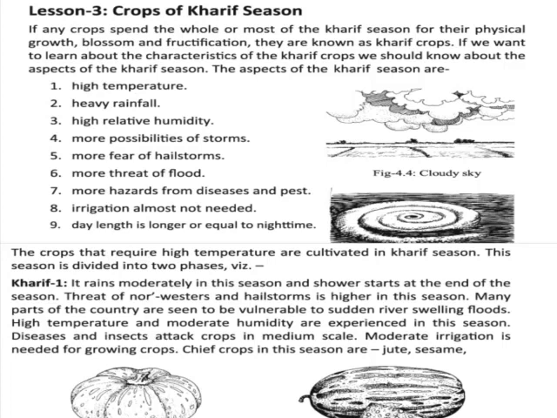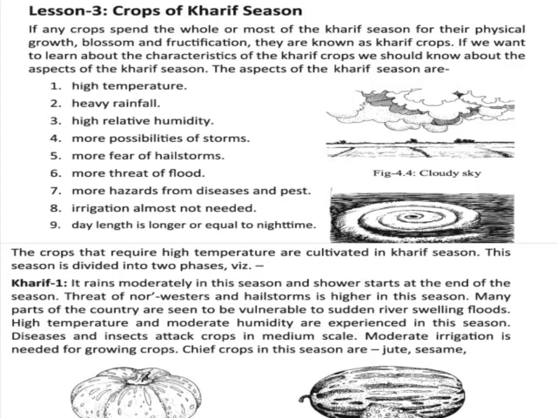And irrigation is almost not needed. That means we will see frequent rain, and that is why we almost don't need irrigation. Day length is longer than or equal to the night time. That means most probably day and night are more equal. The crops that require high temperature are cultivated in the Kharif season.